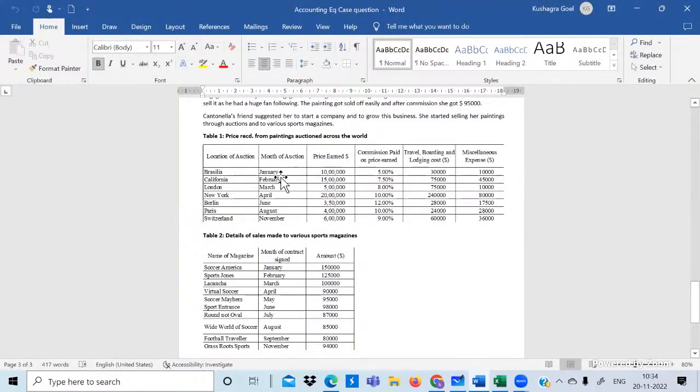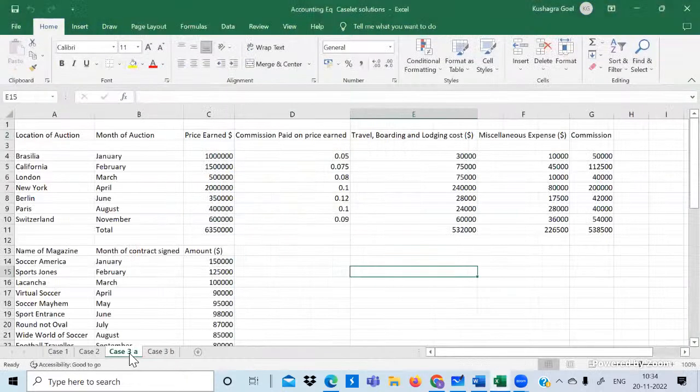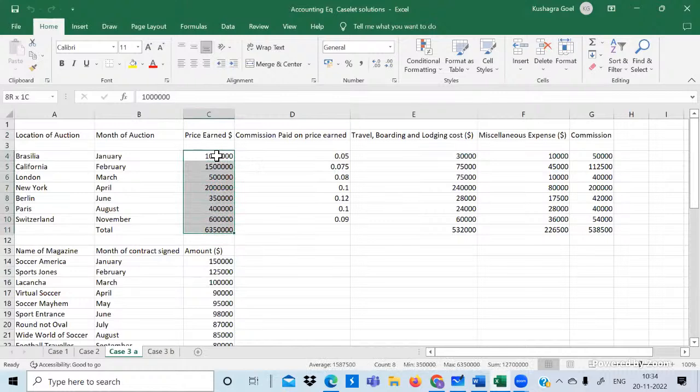Okay. Then let's look at the first table. In the first table, they have given us the revenue that she's earning, the cost that she's incurring for the commission paid, for travel, boarding and lodging, and the other miscellaneous expense. So again, if I go back to my Excel sheet, if you look at the Excel, I've taken the total of the money that she's earning. So this is the total. And finally, what I've got is this amount, which is 63,50,000.